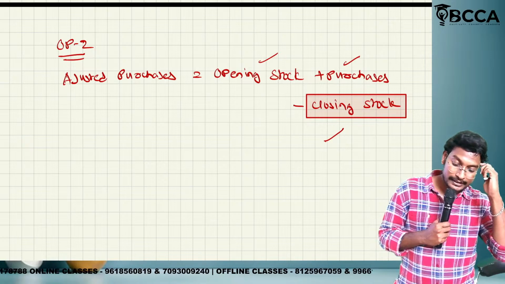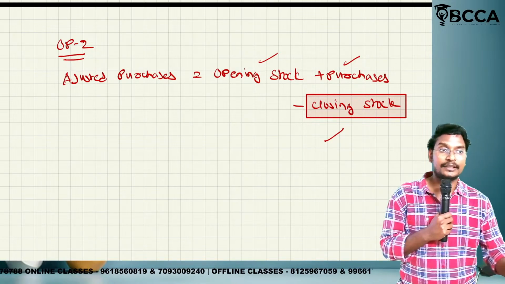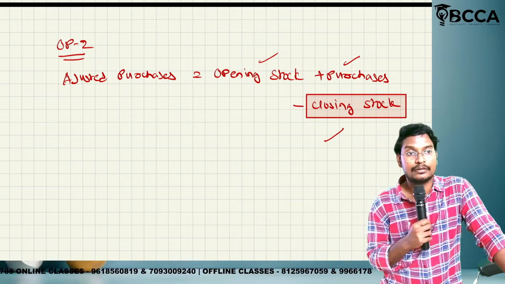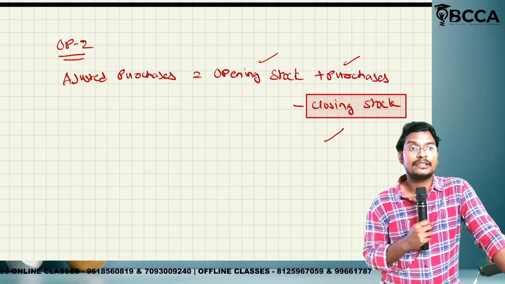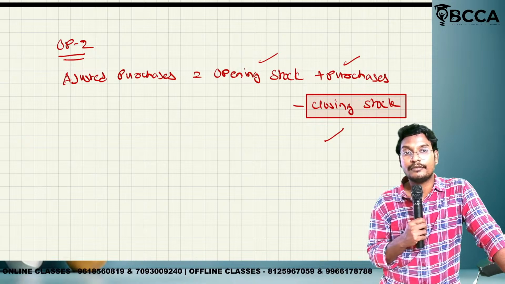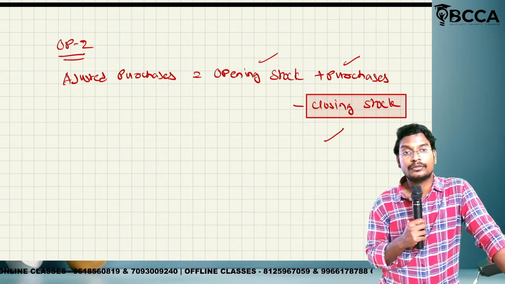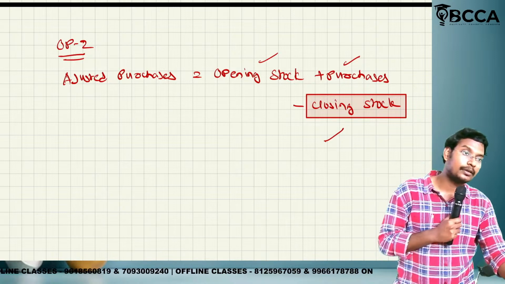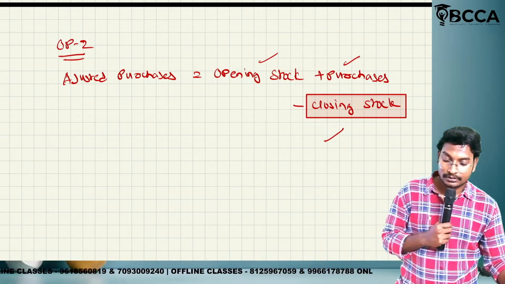Then what is the second option? We have recorded only the adjusted purchase. What is the meaning of adjusted purchase? Opening stock plus purchases minus closing stock. So in that formula, is closing stock deducted or added? Deducted. That means we have not recorded the closing stock, so we have to record the closing stock in the trial balance. This is the overall concept from the closing stock point of view.